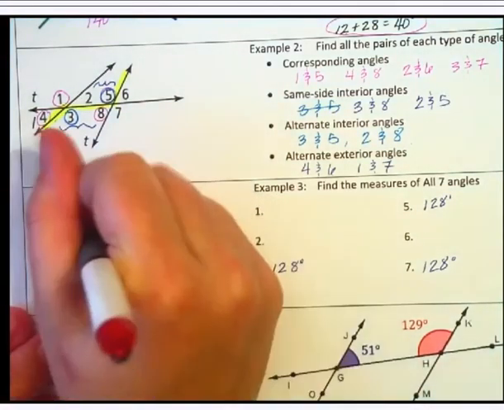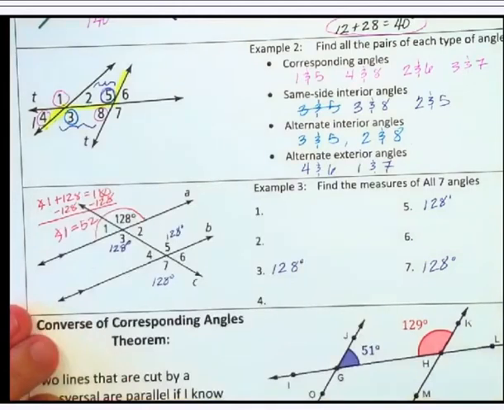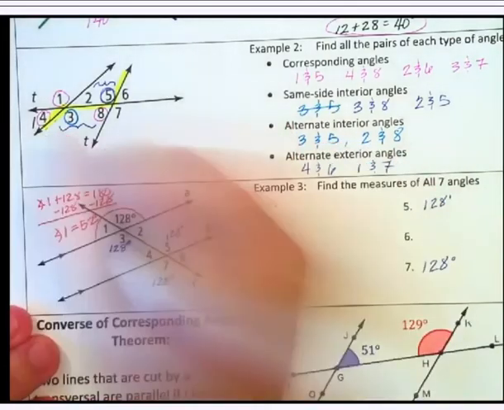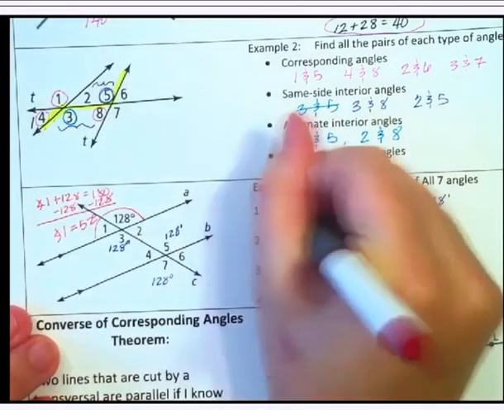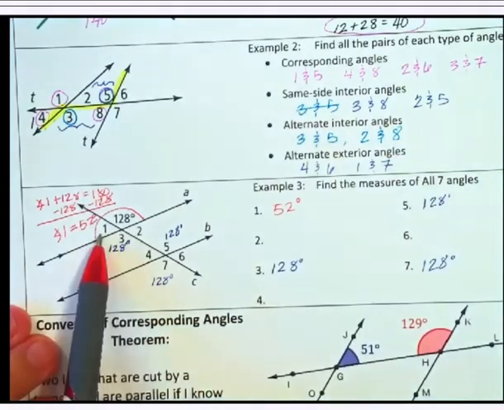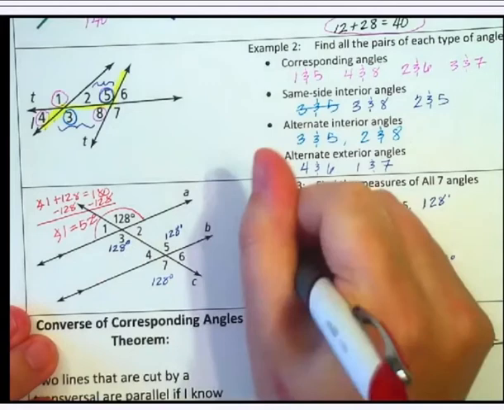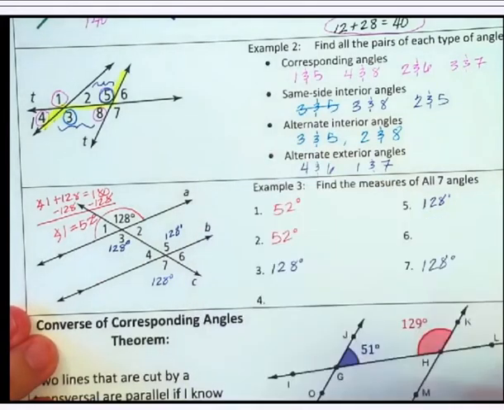52. Correct me if I'm wrong. Okay, you're correct. So now I know angle 1 is 52. Okay, what do I know about angle 2? What are these called? Yeah, vertically opposite. Sorry, vertical. Good. Vertical angles are congruent.